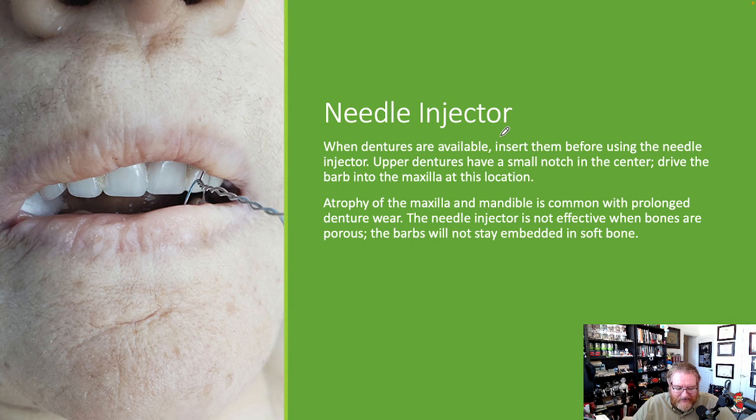When dentures are available, insert them before using a needle injector. Upper dentures have a small notch in the center. Drive the barb into the maxilla at this location. Atrophy of the maxilla and mandible is common with prolonged denture wear. The needle injector is not effective when bones are porous, and the barbs will not stay embedded in soft bone or soft tissues, which is an extreme limitation for them.